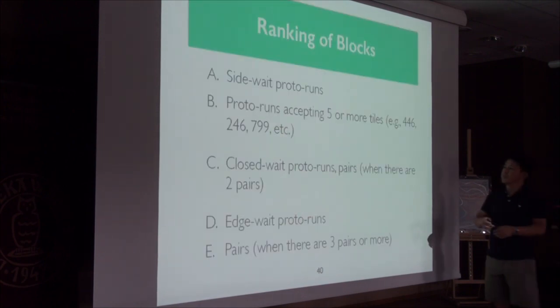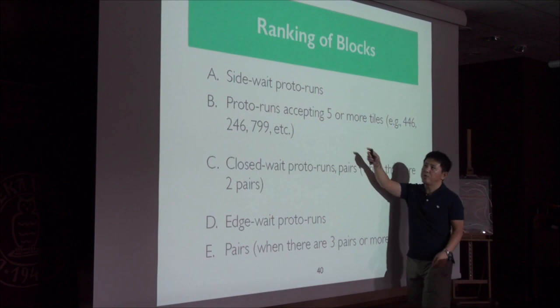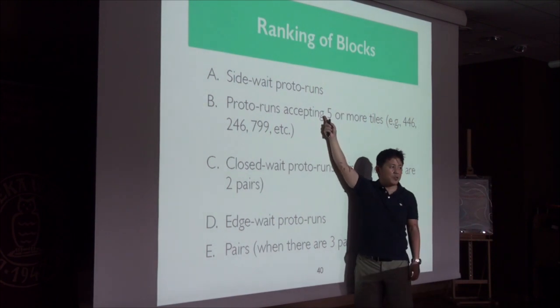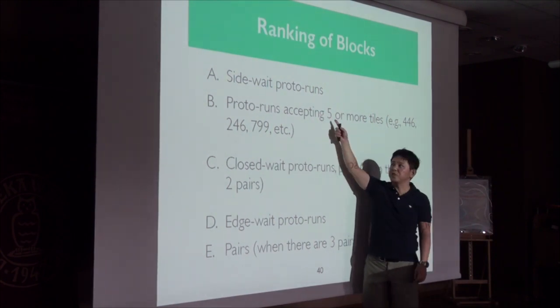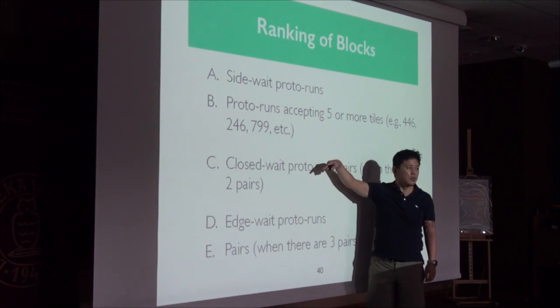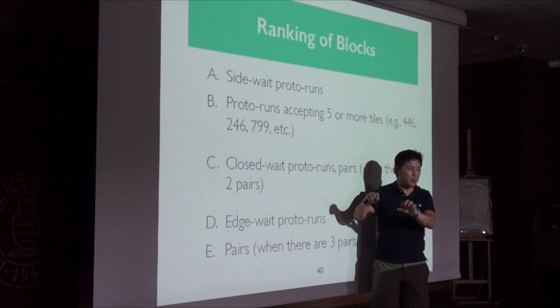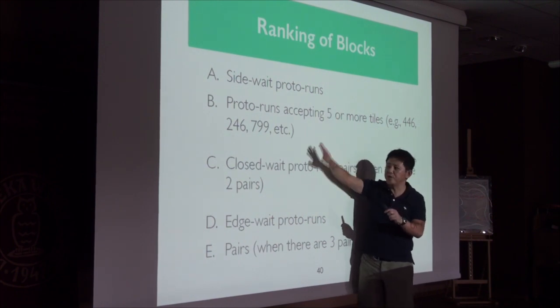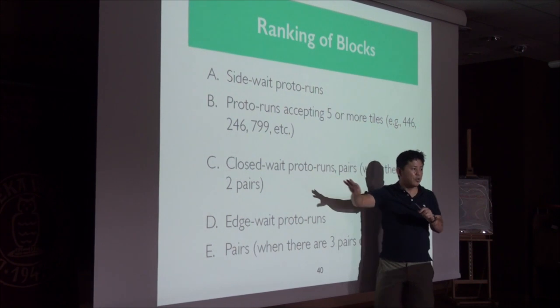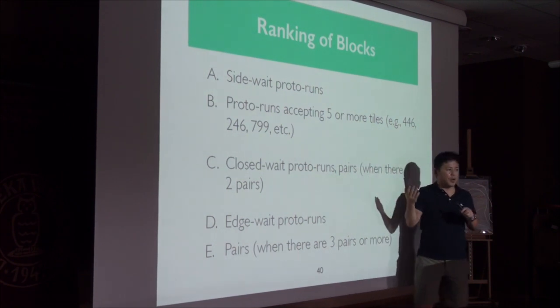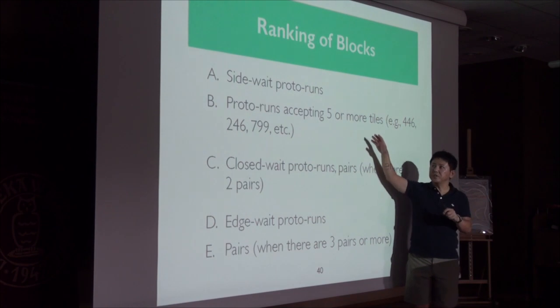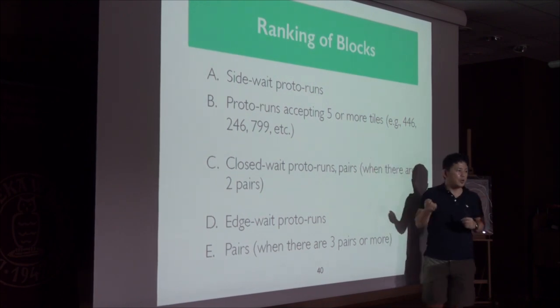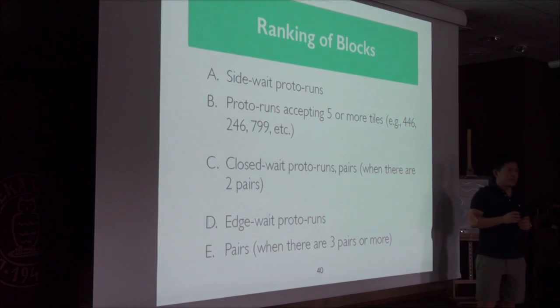Right. So it is possible that some side wait protons could actually be ranked down. If, for example, 7 out of 8 potential waiting tiles have already been discarded, then it's even weaker than a closed wait where all 4 are still available, right? So yeah, it's important to make some adjustment depending on what tiles have been discarded by other players.